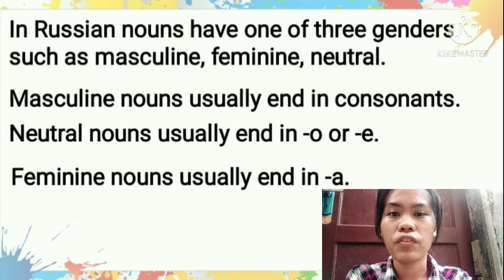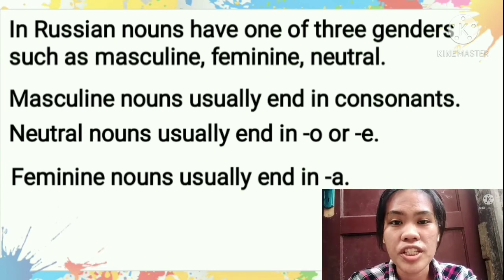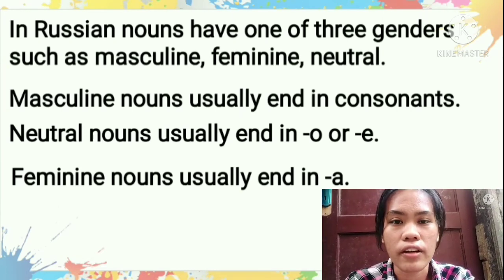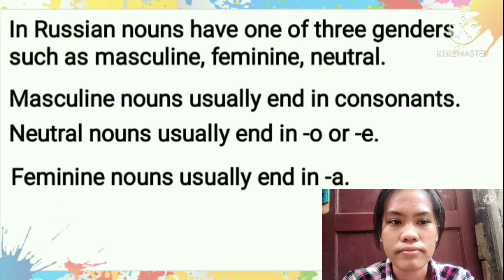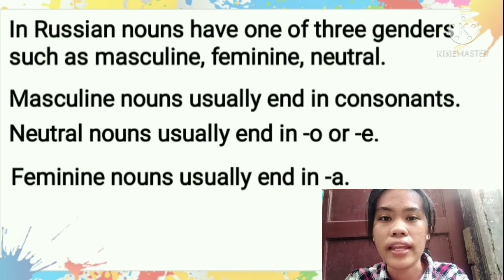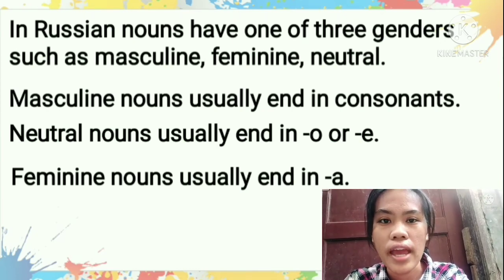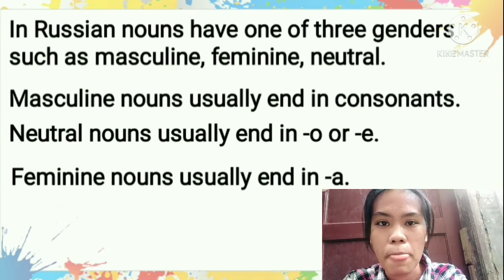Now we talk about inflection in Russian. Russian nouns have one of three genders such as masculine, feminine, and neutral. Masculine nouns usually end in consonants, and neutral nouns usually end in O or E, and feminine nouns usually end in A.